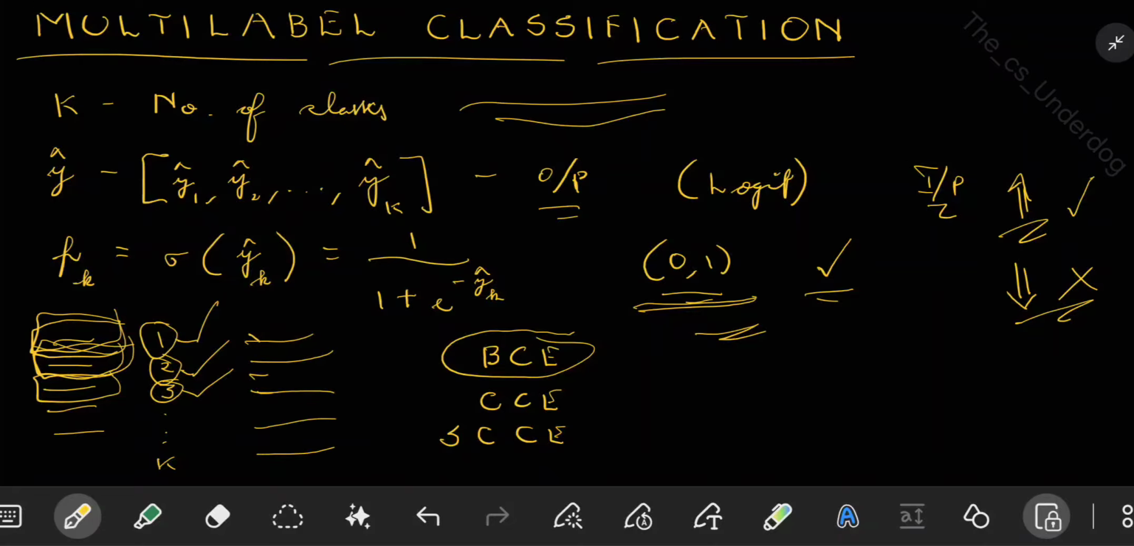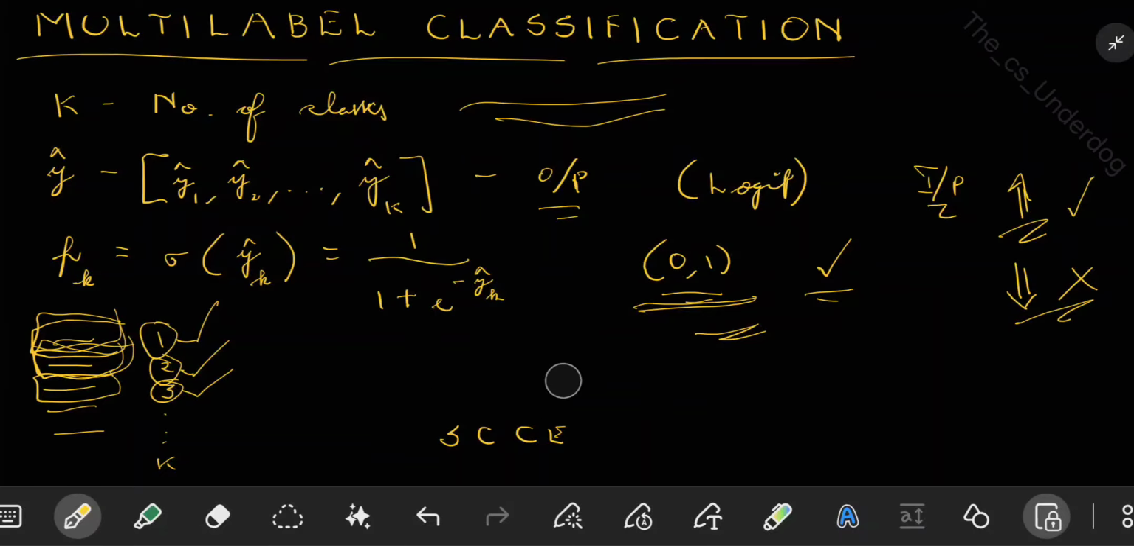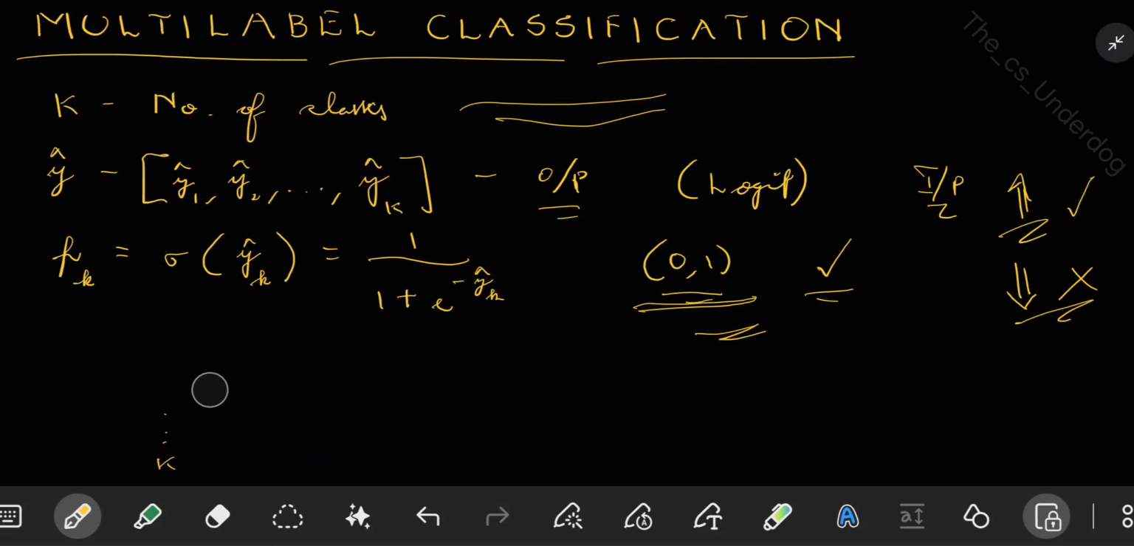This is the logic. Now that you know it is going to be a set of binary classification problems, you already know loss function binary cross entropy is good enough. But what is the difference when you're using binary cross entropy for multi-label classification? Let us see this. What difference is there? How should you handle it?